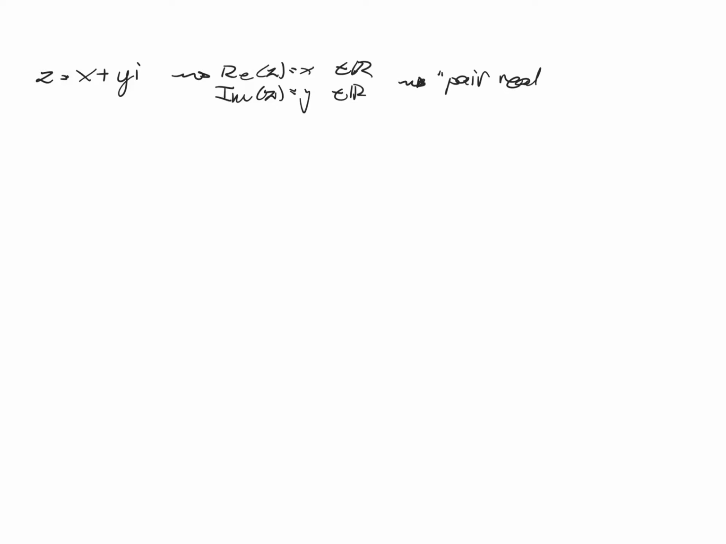Since any complex number is written as x plus yi, basically we have a pair of real numbers. So we have on the one hand the real part of z, which is x, and the imaginary part of z, which is y. x and y both are real numbers, and so we have a pair of real numbers that can be used to represent z in a plane. Which brings us to the graphical representation of a complex number.